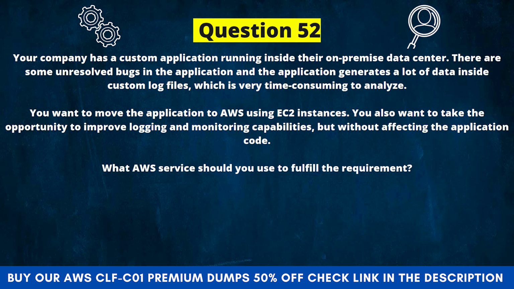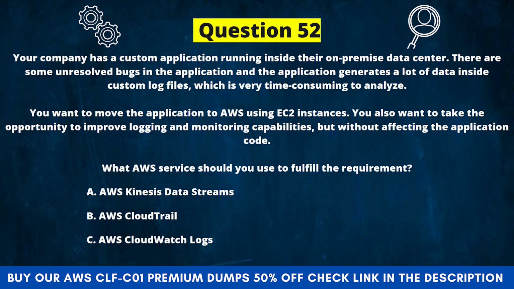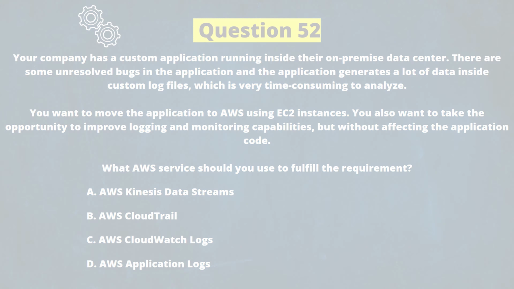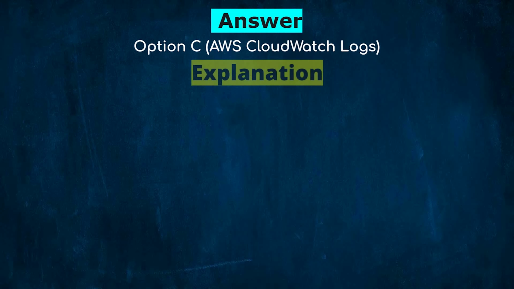And the options are A. AWS Kinesis Data Streams, B. AWS CloudTrail, C. AWS CloudWatch Logs, D. AWS Application Logs. And the correct answer is option C. AWS CloudWatch Logs. Explanation.